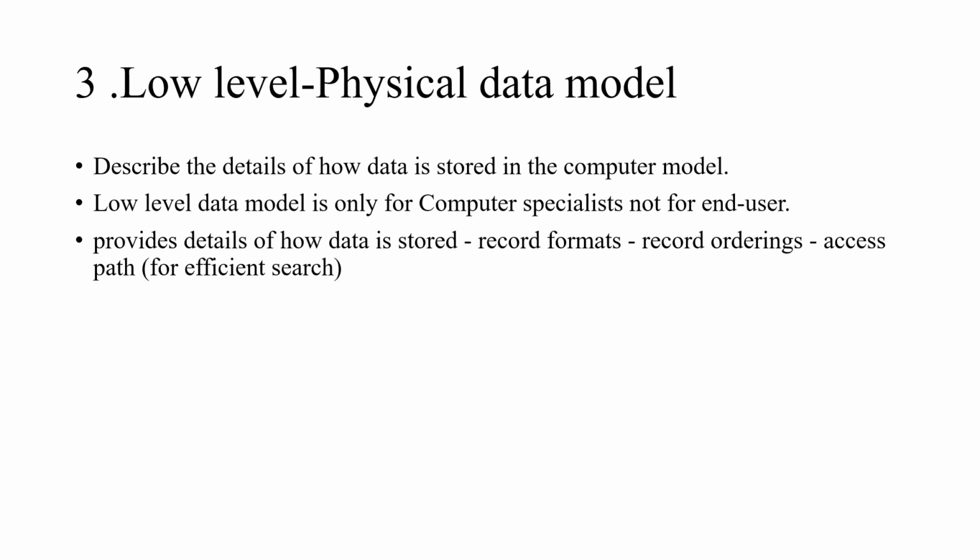Third is the low level or physical data model. It describes the details of how data is stored in the computer. So it is only for computer specialists, not for end users. It describes the physical storage of data, record formats, record ordering and access paths used for efficient search of records. So these are described in this low level or physical data model. These are the three levels of data model. I will explain one more.